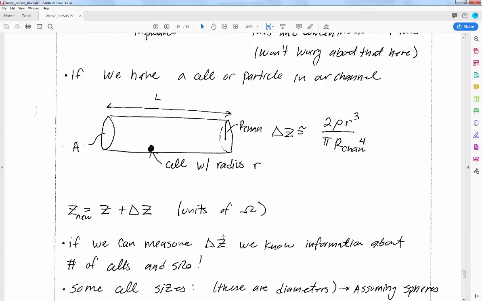And so what I wanted to do in this example is to give you an idea of the kind of impedance changes you're going to measure for one cell. Just to give you an idea before we even start, this delta Z is proportional to the radius cubed. So even a small change in radius of the cell is going to yield a relatively steep change in the impedance change at the very least.